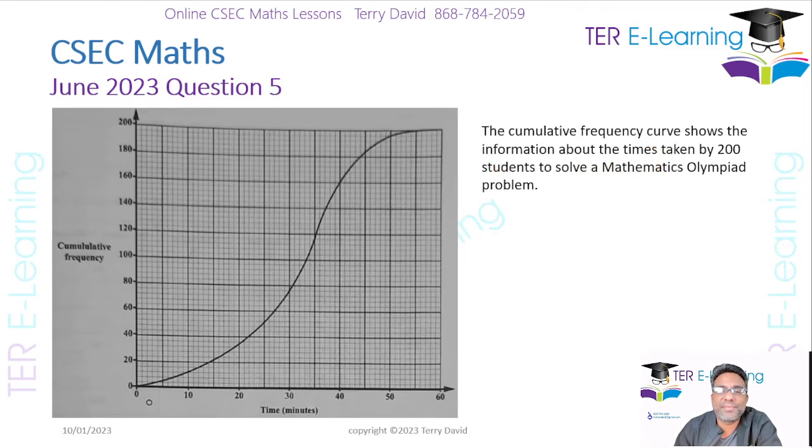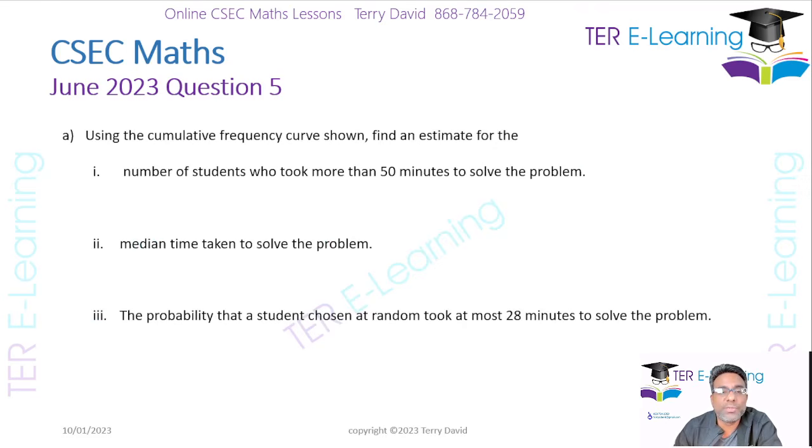Question 5. They gave us a cumulative frequency curve. It shows the information about the times taken by 200 students to solve a mathematics Olympiad problem. So we have cumulative frequency against time in minutes. Now, what do they want? Use the cumulative frequency curve to find an estimate for the number of students who took more. Now, you've got to pay attention to these things. They said more than 50 minutes to solve.